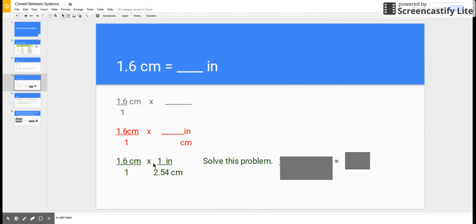And now I can solve the problem. Just go across and solve it like you normally would when you multiply fractions. 1.6 times 1 is 1.6. 1 times 2.54 is just 2.54. So once we go across, 1.6 times 1 is 1.6 over 2.54. Then you're just going to divide the two numbers. 1.6 divided by 2.54, and you end up getting 0.63 inches. So in other words, 1.6 centimeters is equal to 0.63 inches.